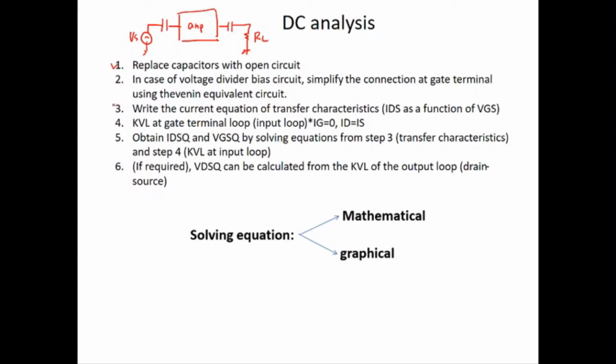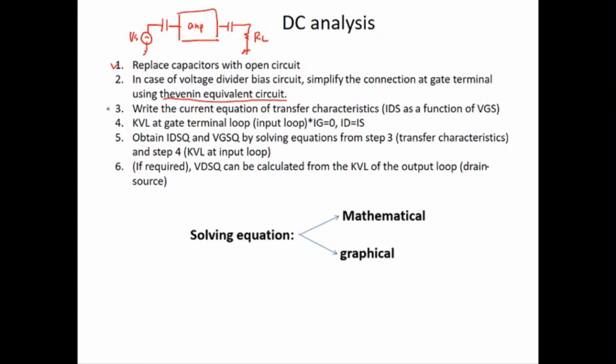The second step is, after you remove the capacitors, you identify the type of the circuit configuration. If the circuit configuration is a voltage divider, you need to simplify the circuit using the Thevenin equivalent circuit. This step is also similar to the BJT procedure.